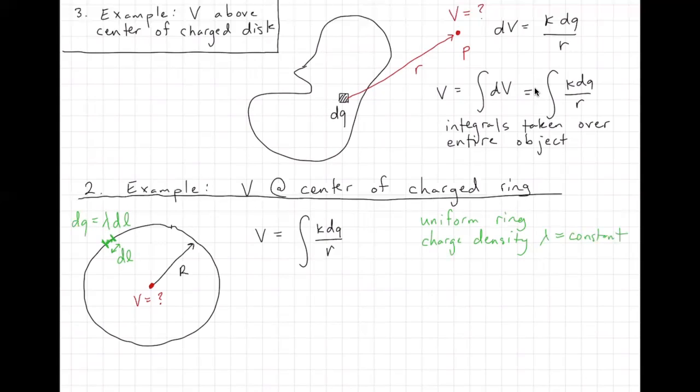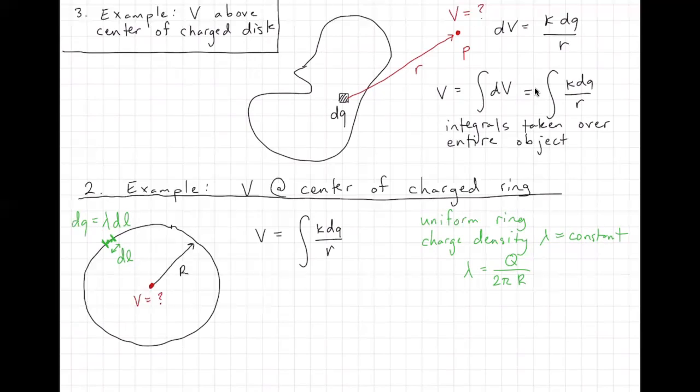And in this case, because it's a ring, I know that the charge density has to be the total charge of the ring, which I'll call big Q, over the length of the ring, which is just its circumference, so 2 pi r. So that'll be useful for us in a little bit, but not immediately.